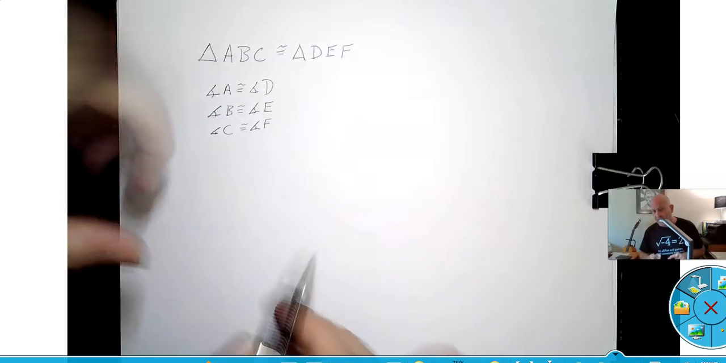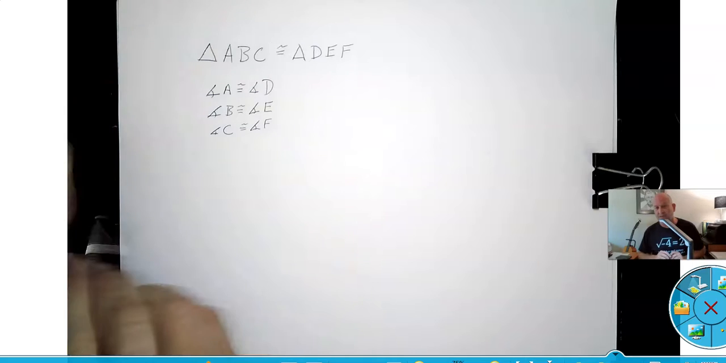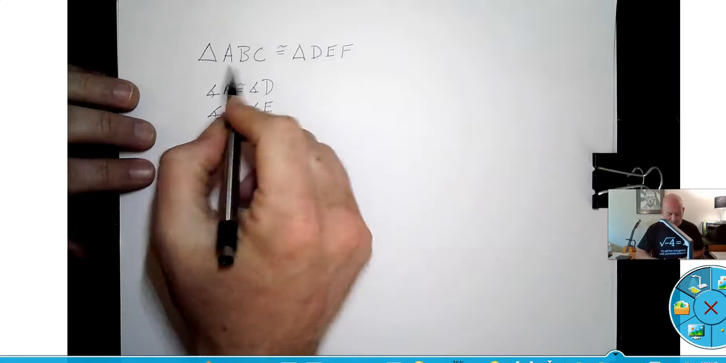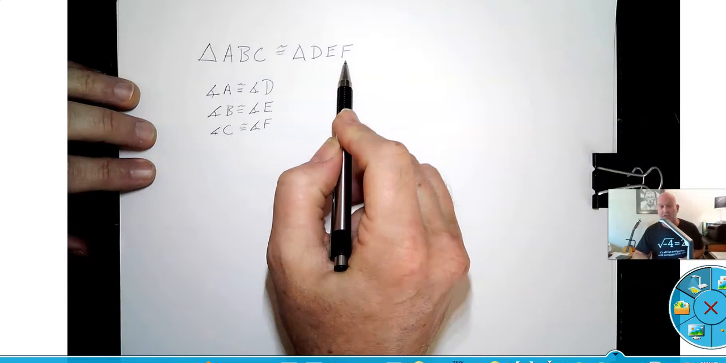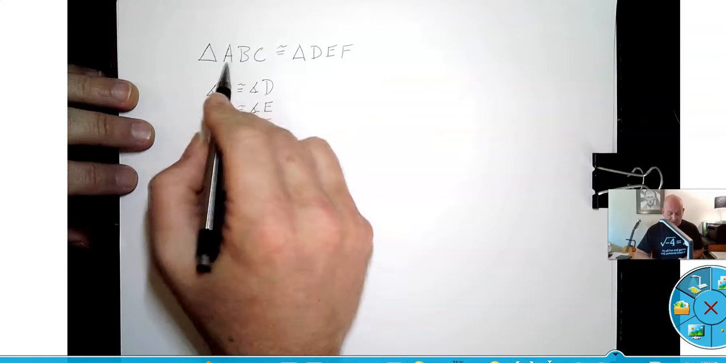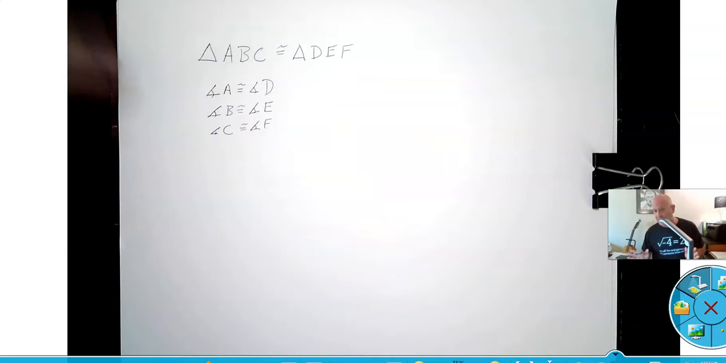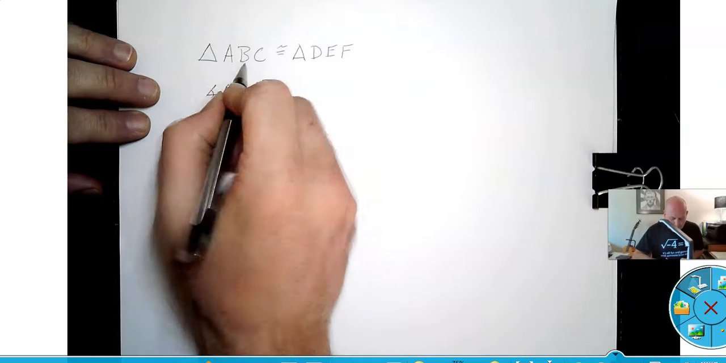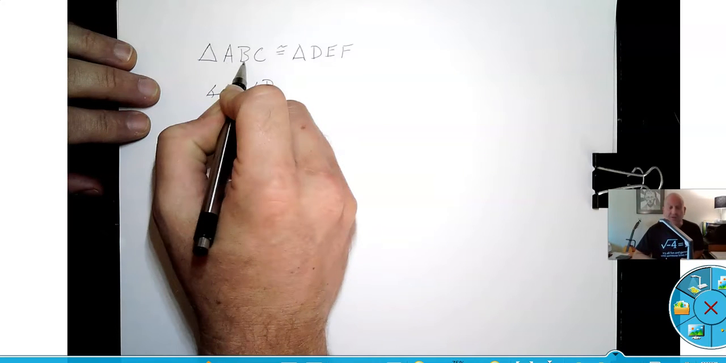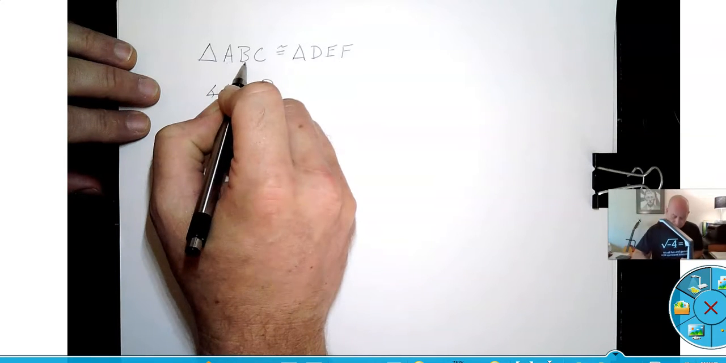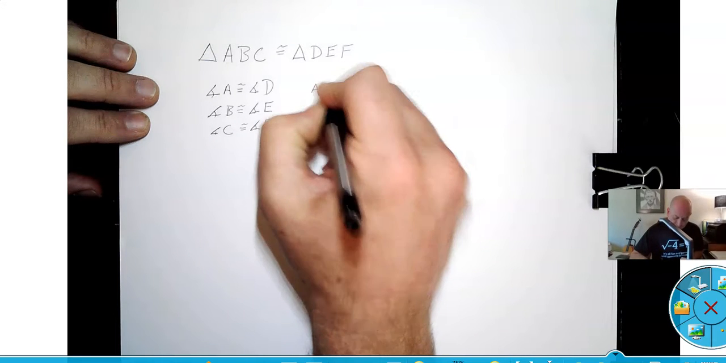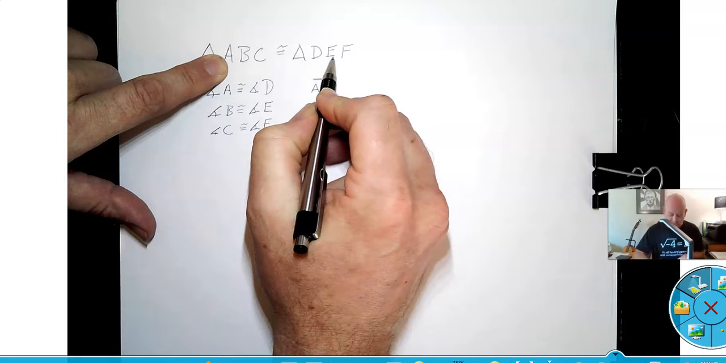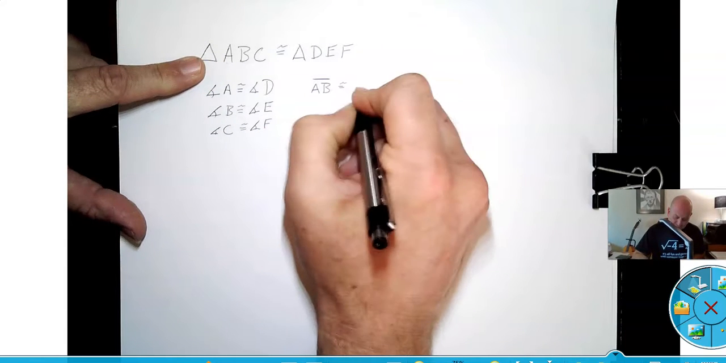Now, the other thing is that this tells you about the sides also, which side of triangle ABC corresponds to which sides of triangle DEF. Now, ABC has three sides. You notice I haven't drawn a picture yet. I'm doing that deliberately. We'll draw a picture here in a second. But AB are the first two letters, and that means that there is a side that connects A and B. So we have side AB, and D and E occupy those same first two positions. So AB is congruent to DE.